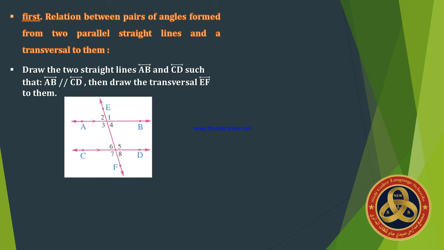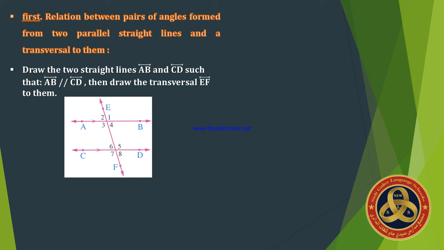Here we draw two straight lines AB and CD such that AB is parallel to CD. Then draw the transversal EF, and EF is called the transversal of the two parallel straight lines. In this case, we get 8 angles. At each point of intersection, 4 angles are formed. And these 8 angles can be classified according to their position relative to the transversal.